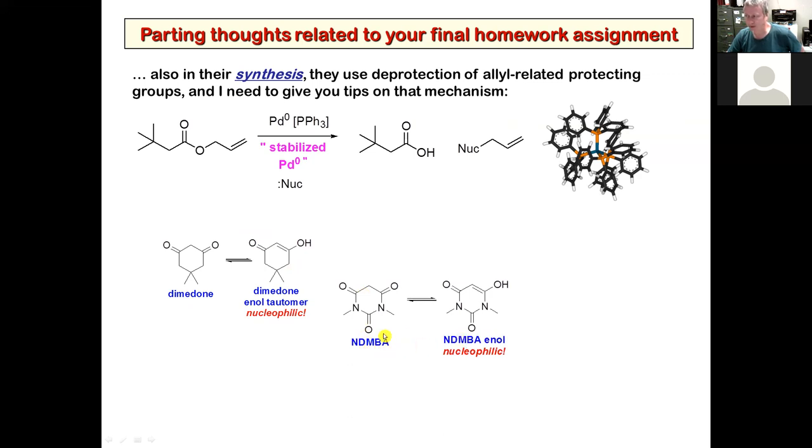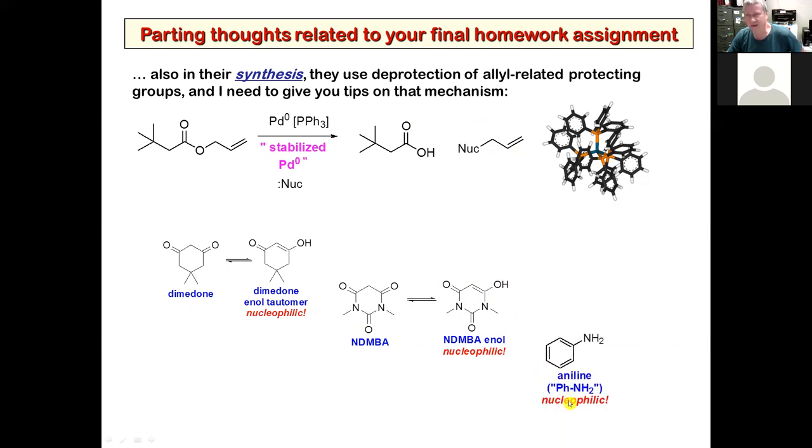NDMBA is another one. This is N-dimethyl barbituric acid. So barbituric acid is this minus the methyls, and that's the basis for a lot of barbiturate drugs, like pentobarbital and things like that. But anyway, it does the same thing. It's also a nucleophile. So it equilibrates to make the enol, and the enol oxygen kicks in, the double bond attacks, and then it would attach. That's how this sort of thing forms.